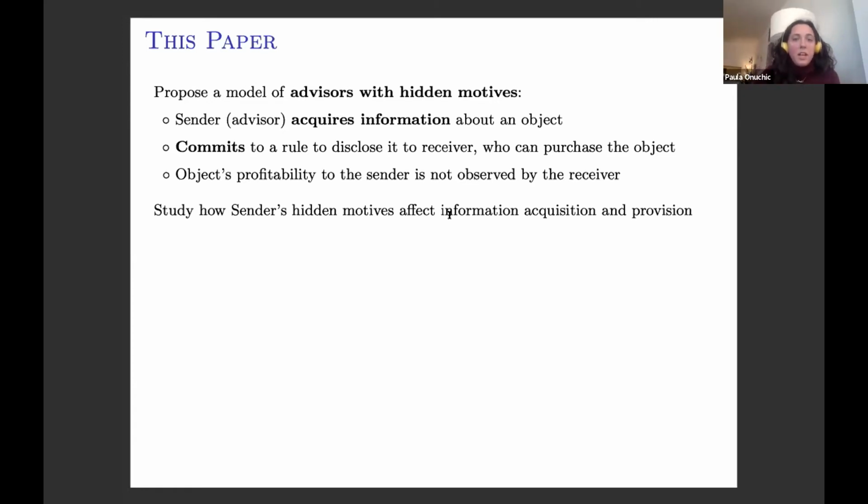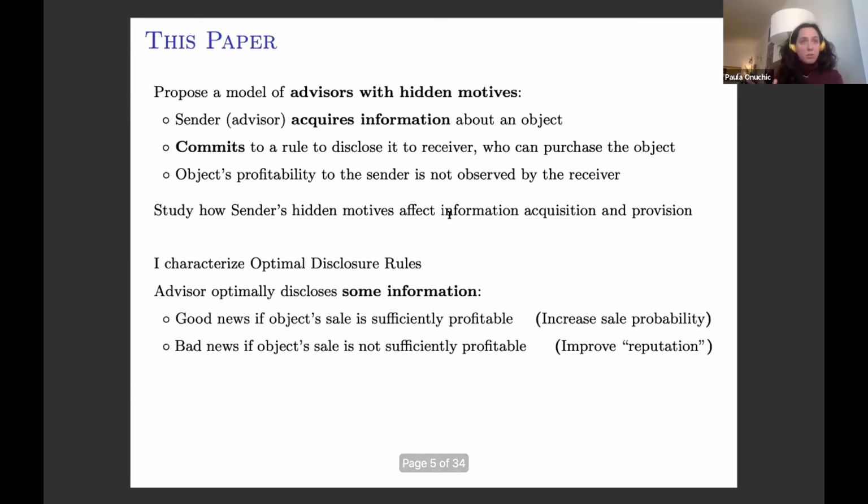But in any case, my main result that I'm going to show today is I'm going to characterize what the optimal disclosure rules for the sender look like. In particular, I'm going to show that an advisor is going to optimally disclose some information about the object. He's going to choose to reveal good news about an object's quality whenever the object's sale is sufficiently profitable to the sender, in order to increase the probability that the object is sold, because he's interested in that. On the other hand, he's also going to reveal bad news sometimes, in particular whenever the object's sale is not very profitable, okay?